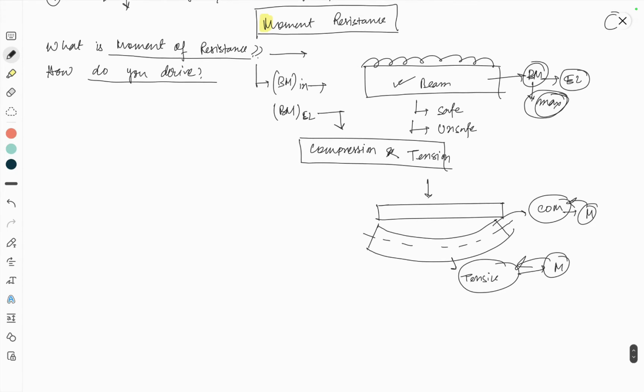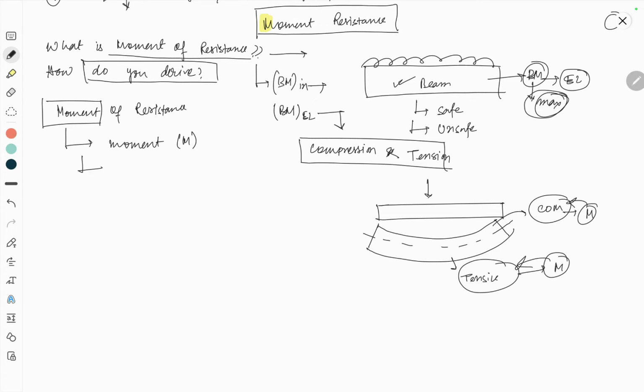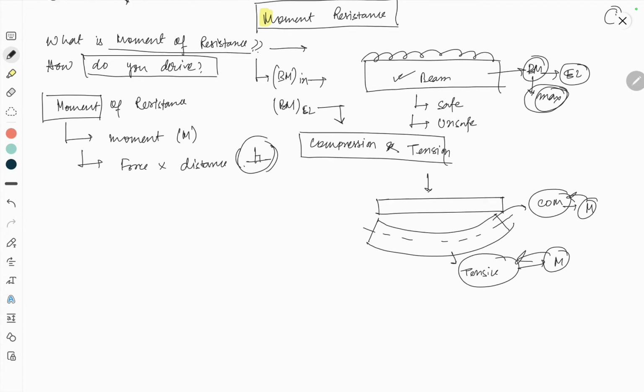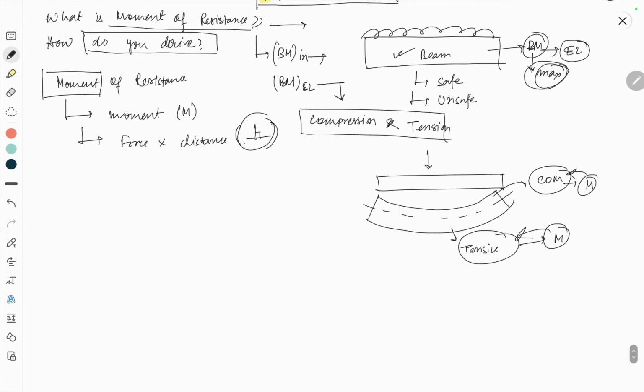Now comes the mathematics part. How do we derive it? See, moment of resistance is basically a moment. We know that moment equals force into perpendicular distance. This is the basic funda. Now how do we find the force and how do we find the distance?